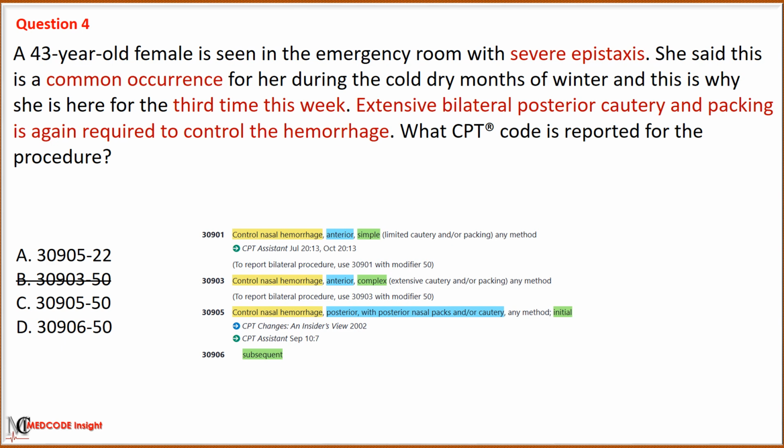Next, we will eliminate options based on whether the treatment is initial or subsequent. In the scenario, the patient is here for the third time this week, so this is a subsequent visit. Based on the type of treatment, we eliminate options A and C, and our correct option is option D with code 30,906. The modifier 50 indicates that the procedure was done bilaterally.